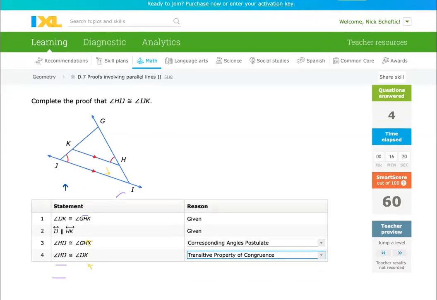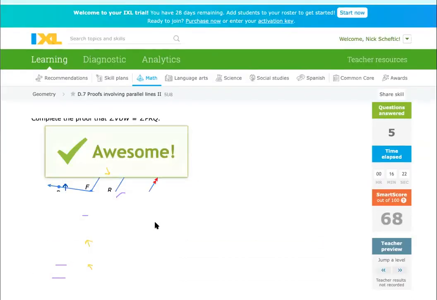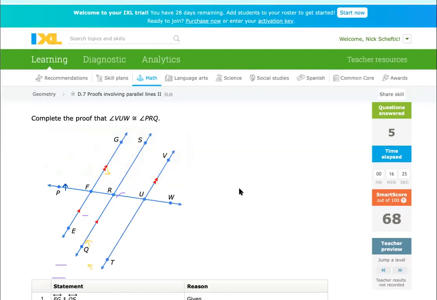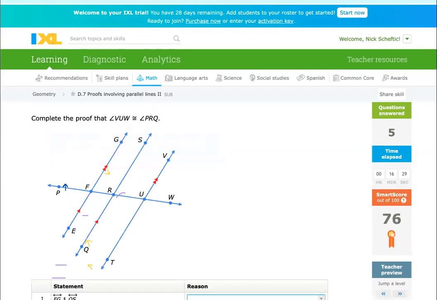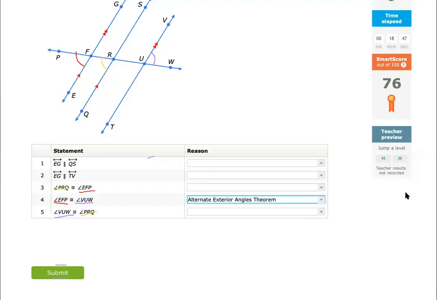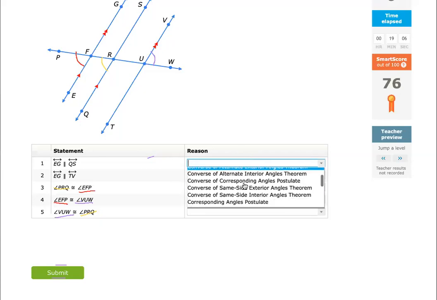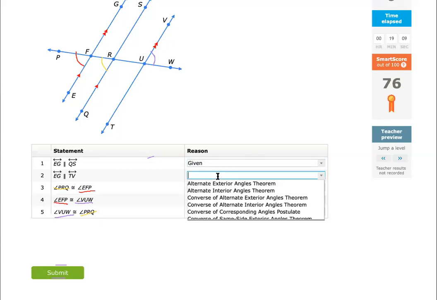All right, let me get down there. Jump to the next level. We'll do our last one here. All right, so let's go through this one. I marked them all for you. All right, so the first two are going to be given. You can see the two arrows on the top and the smaller arrows on the other two lines. So EG is going to be parallel to QS and EG is going to be parallel to TB. Okay, so those are both going to be given because they're already marked for us.